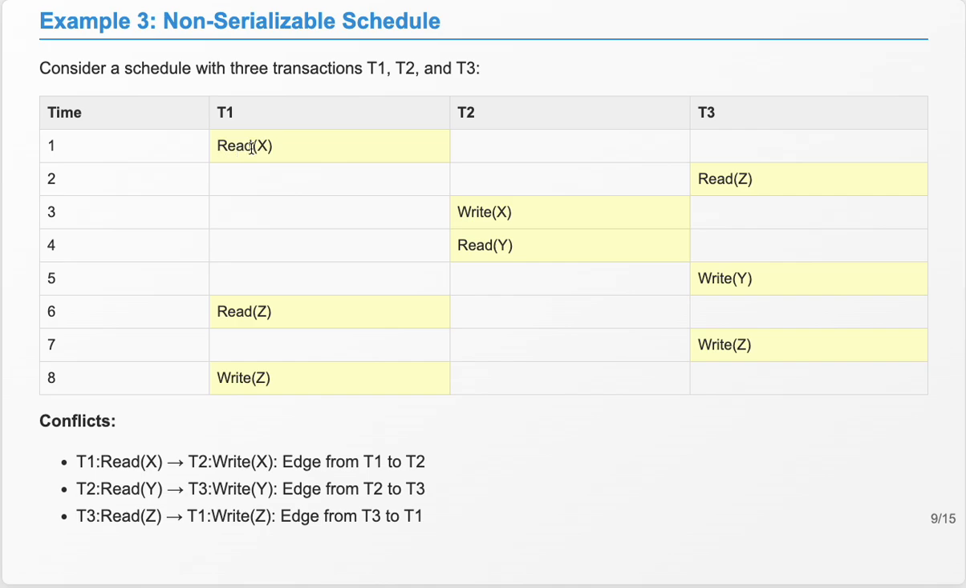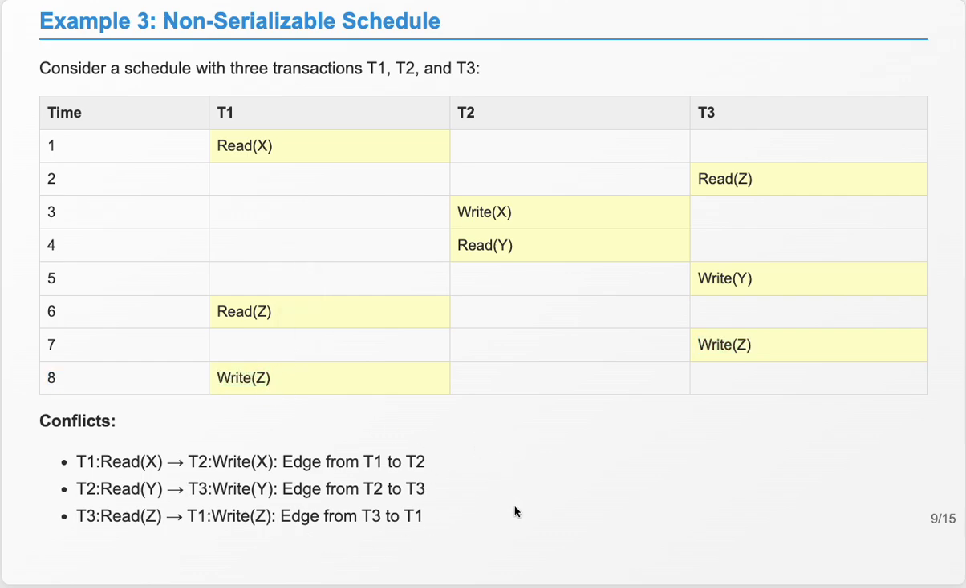Here are the conflicts. First, T1 reads X at time 1, and T2 writes X at time 3. This creates an edge from T1 to T2. Second, T2 reads Y at time 4, and T3 writes Y at time 5. This creates an edge from T2 to T3. Third, T3 reads Z at time 2, and T1 writes Z at time 8. This creates an edge from T3 to T1.